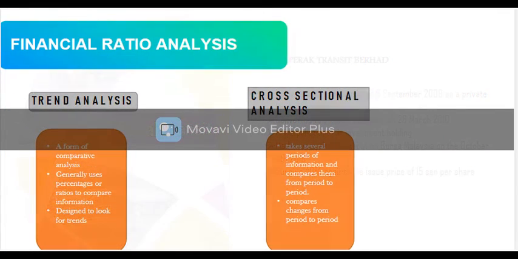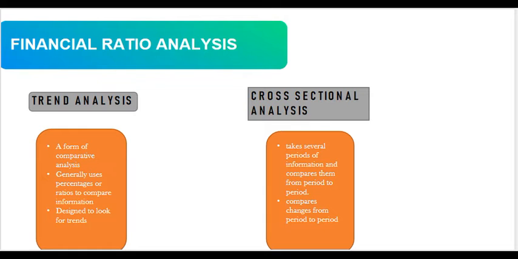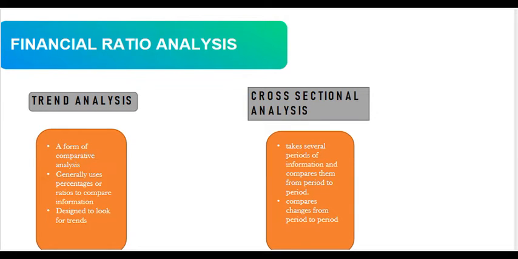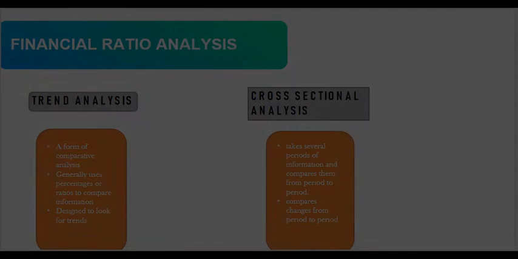Financial ratio analysis is divided into two, which are trend analysis and cross-sectional analysis. Trend analysis is a form of comparative analysis. It generally uses percentages or ratios to compare information. It is designed to look for trends. Cross-sectional analysis takes several periods of information and compares them from period to period. It compares changes according to the year.